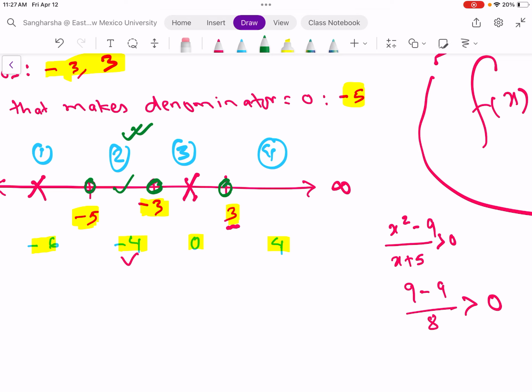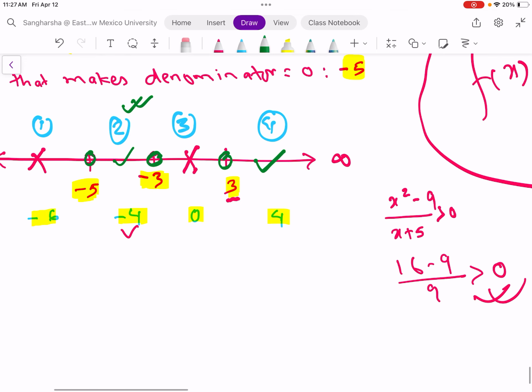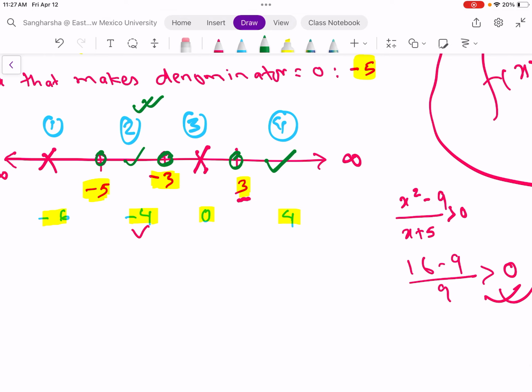Now, let's check for 4. Is positive 4 a solution for this inequality? So 4 squared is 16 minus 9, divided by 4 plus 5. That is 9 greater than 0. That's true, right? It means this interval is a solution. So our solution is the second interval and the fourth interval. Let's write down the second interval and the fourth interval.